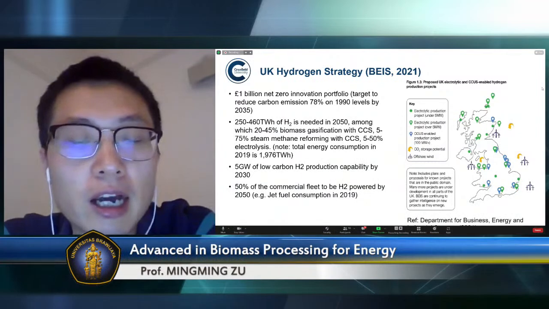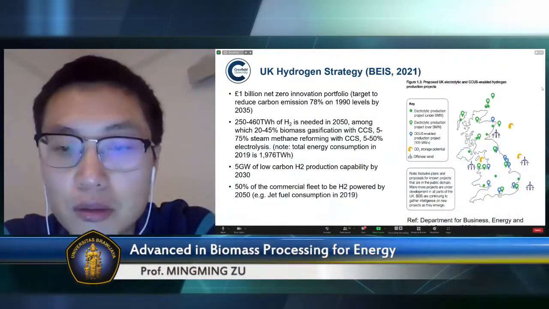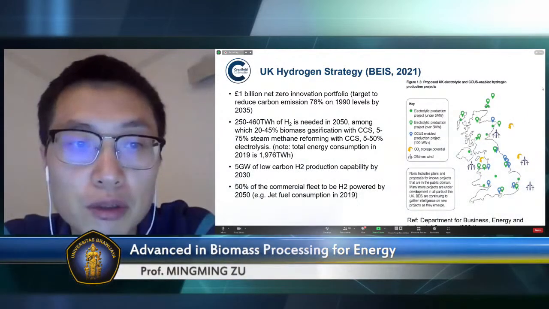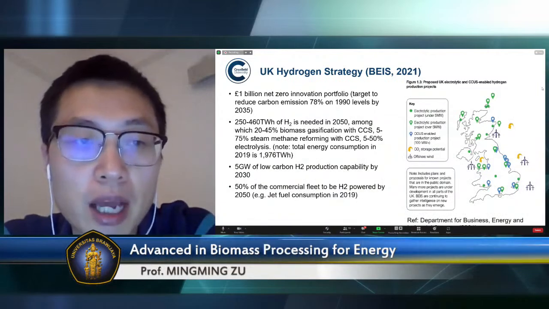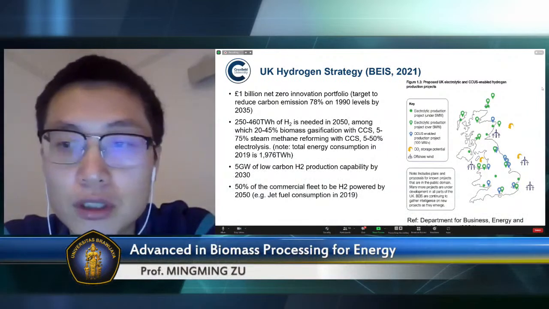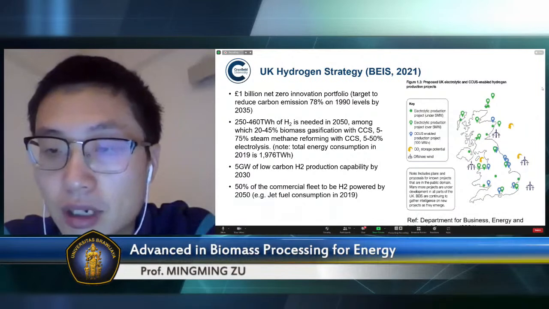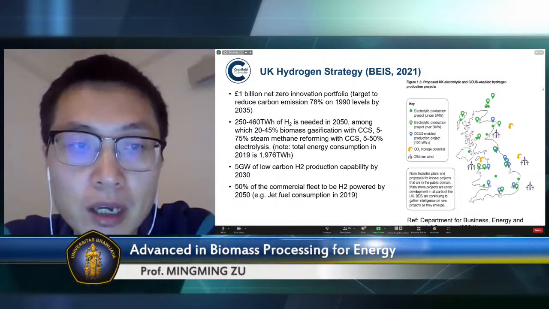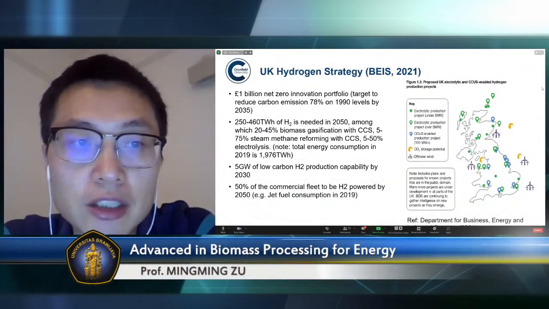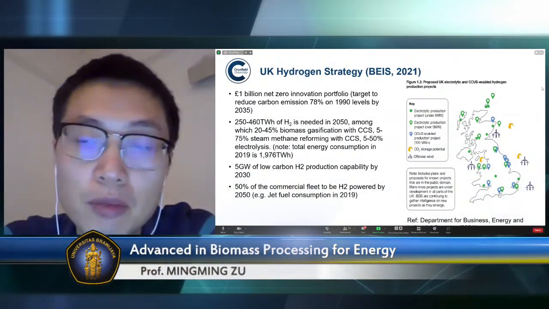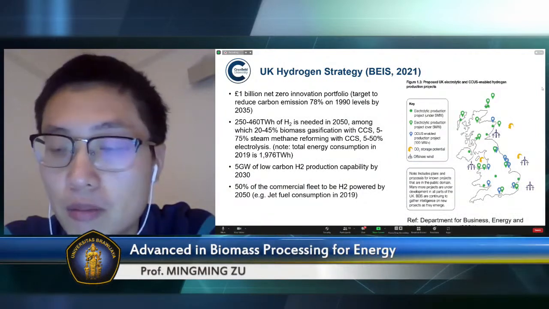Most importantly, according to the recent report, the hydrogen is from different resources. At the moment, it is mainly from methane steam reforming, and of course, water electrolysis is going to play a significant role now, and it's growing. But it is estimated that still about 20 to 45% of the hydrogen is going to come from biomass.